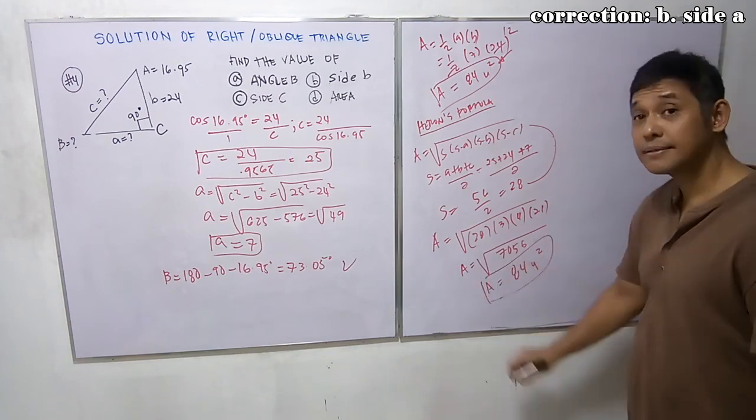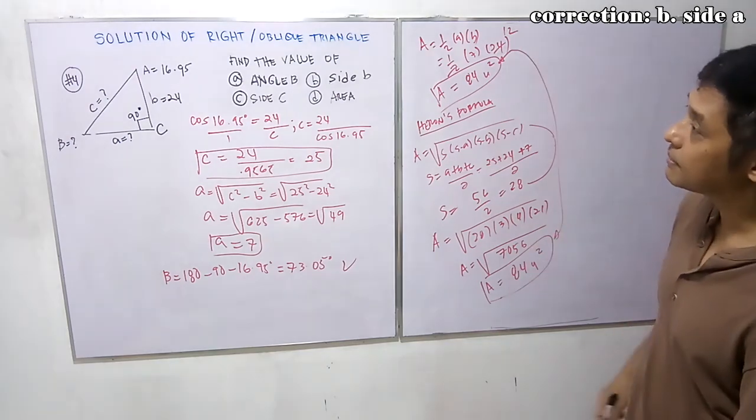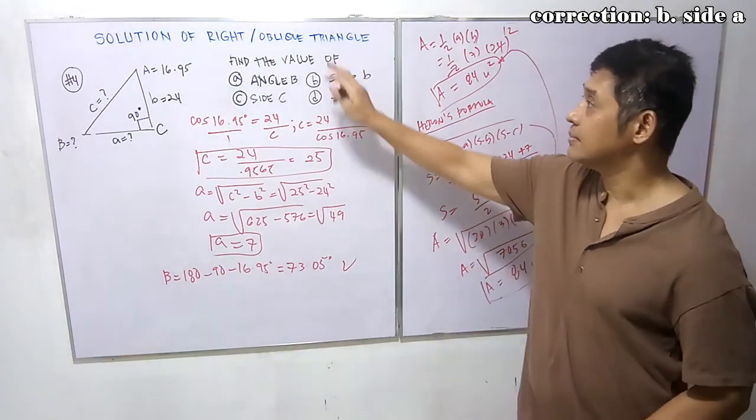Therefore, nakakasigurado talaga tayo na tama itong answer na to kasi sinagutan natin sa ibang paraan. Therefore, mamaya po papasok na tayo sa tinatawag na solution of oblique triangle.